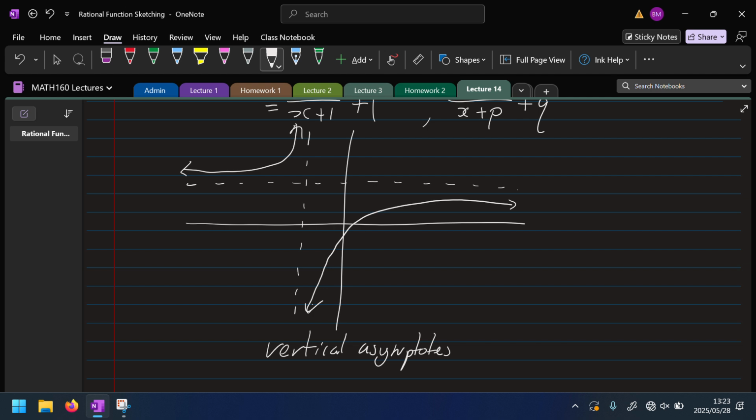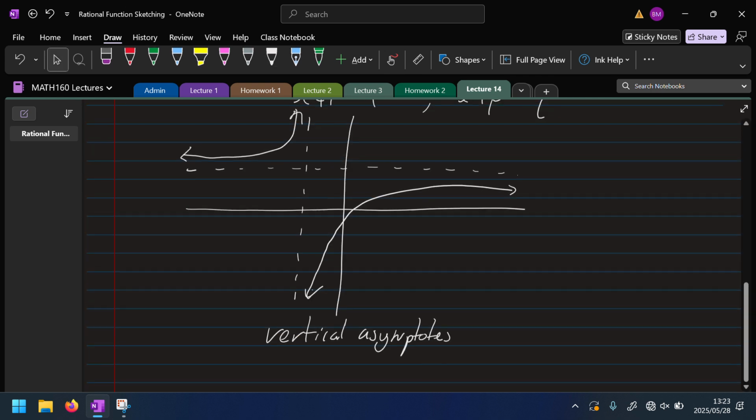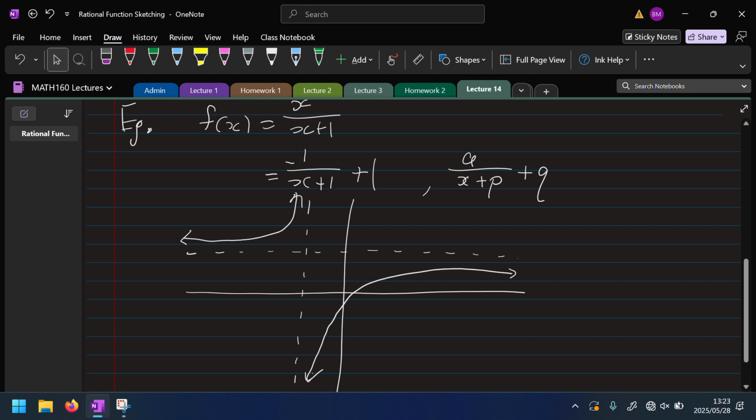vertical asymptotes, they occur when the denominator is 0, right? Then the function blows up, and we get ourselves a vertical asymptote. So here we have this q from the bottom is equal to 0. So when the bottom is 0, whatever solution we get for q is equal to 0, that will then give us the vertical asymptote. What about the horizontal asymptote?